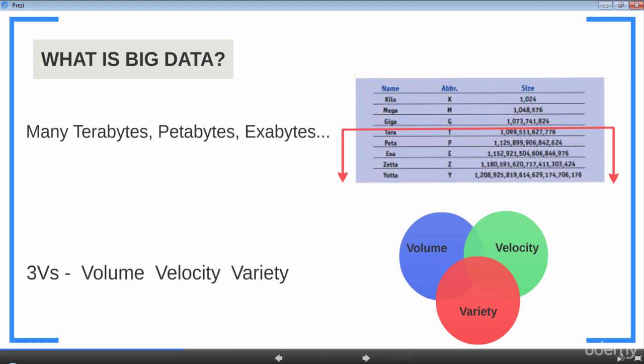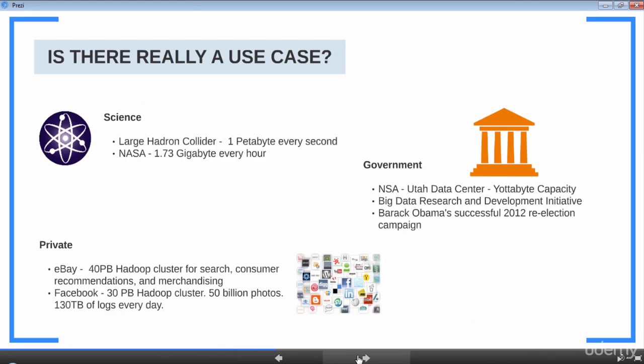If you are new to big data space, you're probably wondering, is there really a use case? The answer is absolutely yes across all domains. You take any domain and you can see big data problems.